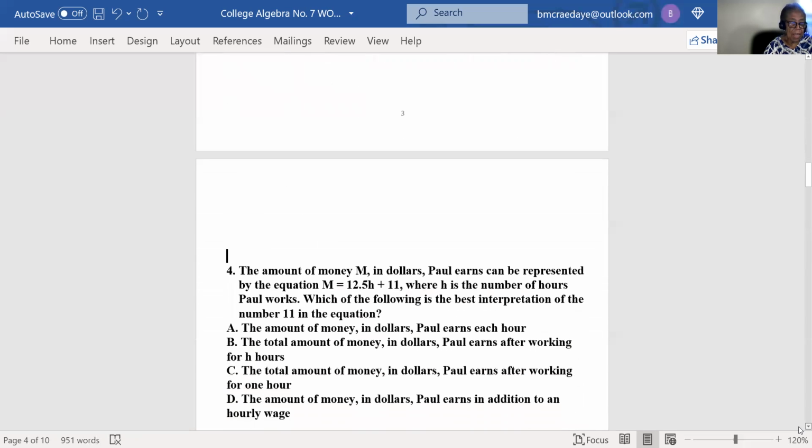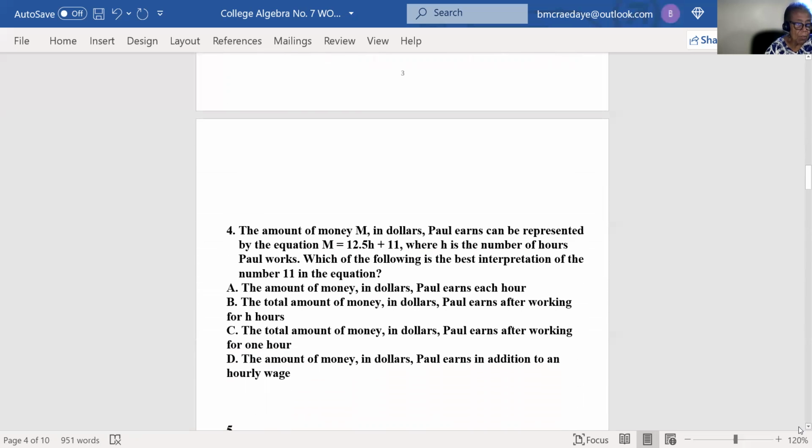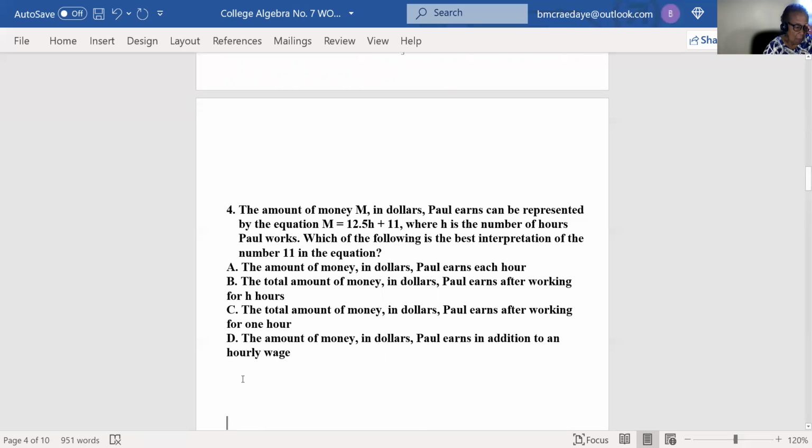The amount of money M in dollars Paul earns can be represented by the equation M equals 12.5 times H plus 11, where H is the number of hours Paul works. Which of the following is the best interpretation of the number 11 in the equation? Now, notice that equation is in the same format of our y equals mx plus b. And b was always a constant in that equation.